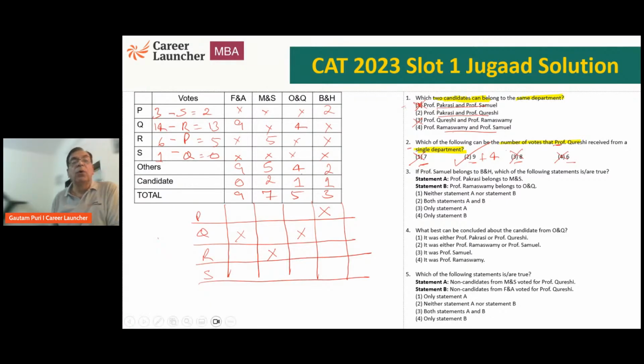S did not get any votes, so okay. Okay, so this is the situation that we have. So now, what is the next thing that we can do out here? We still need to find out question 1: either PQ are from the same department or RS are from the same department.